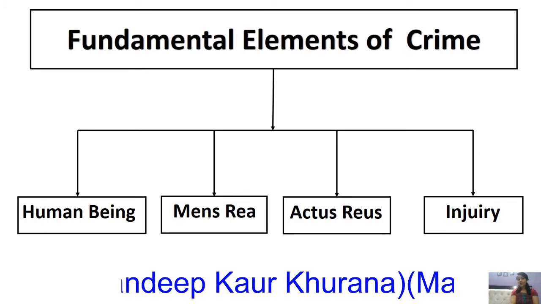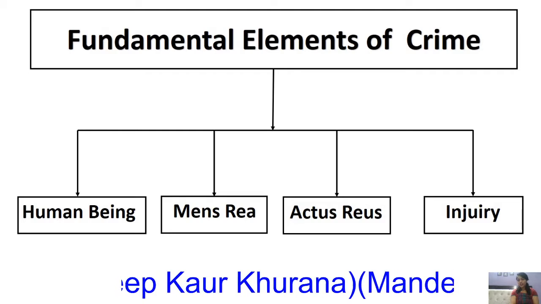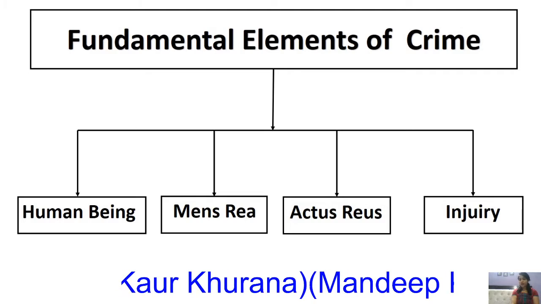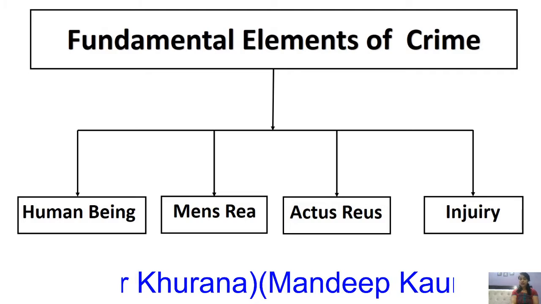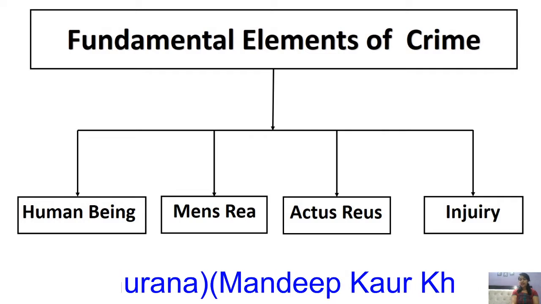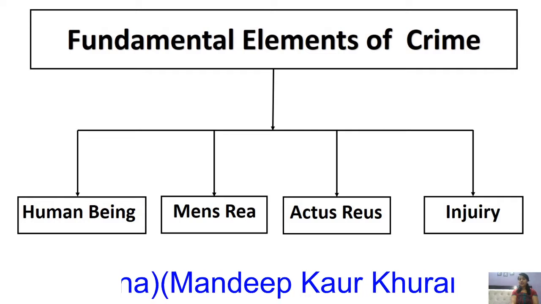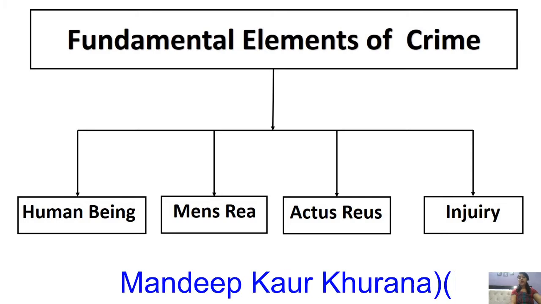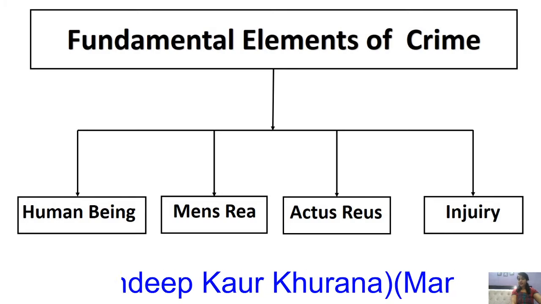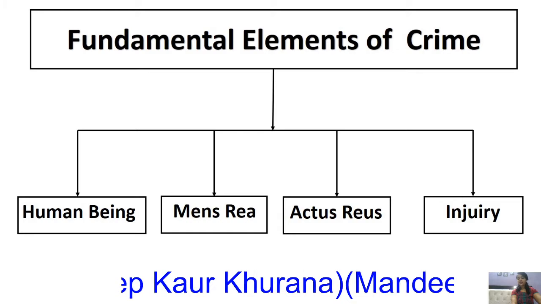Okay, so we will study these 4 points one by one in further slides. So briefly I will say, how many elements of crime? 4. Okay, human being, mens rea, actus reus, and the last is injury.